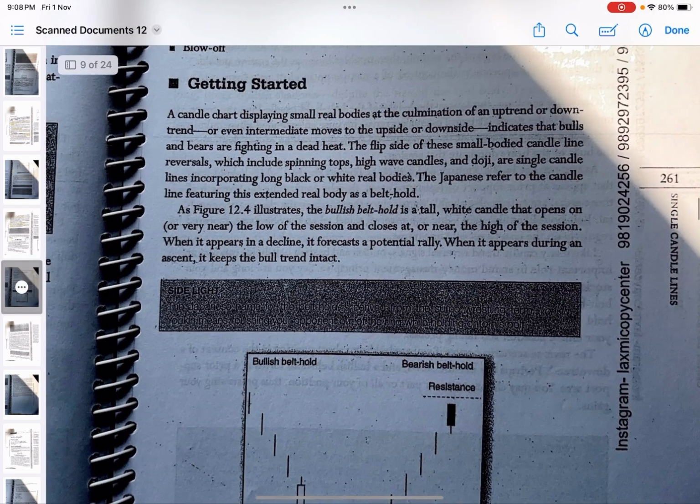A candle chart displaying small real bodies at the culmination of an uptrend or downtrend, or even intermediate moves to the upside or downside, indicates that bulls and bears are basically fighting in a dead heat. The flip side of these small-bodied candles, which include spinning tops, high wave candles and doji, are single lines incorporating long black or white real bodies. The Japanese refer to this candle line featuring an extended real body as a belt hold.